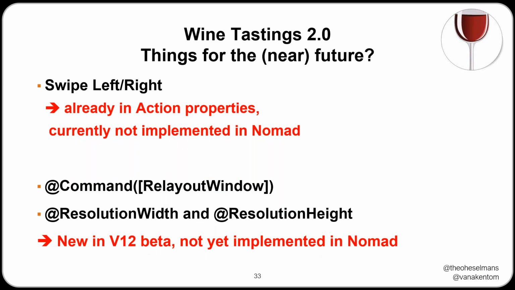Maybe things for the near future. The add command and the resolution width and resolution height formulas were already mentioned. But another thing is that in your action properties, you have the option to show the action on swipe left and right, but it's not yet implemented. So you don't have to click it because it doesn't work yet. Hopefully it will work in a future version, but that I don't know.